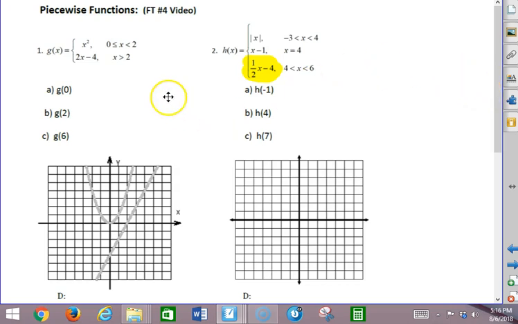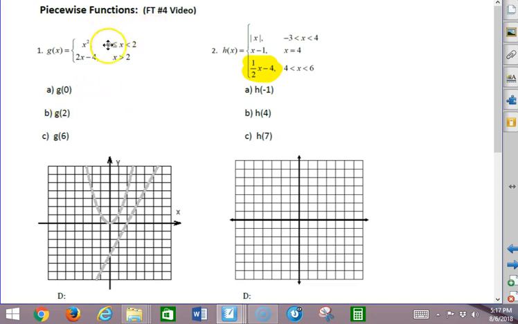A piecewise function is a function that has more than one rule associated with it. Each rule is associated with only a piece of the domain. So in the g of x function here, it is x squared if x is between 0 and 2, including 0 but not including 2, and it is 2x minus 4 for x greater than 2. So if I'm going to evaluate the function, I have to first look and see which rule I use for each input value.